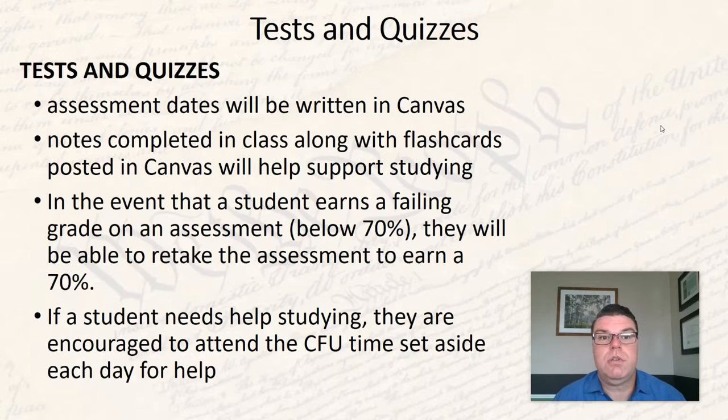Tests and quizzes. All test dates will be written in Canvas under dates, links, and interesting stuff. Tests are not surprises, and students will always be aware of their upcoming dates. Additionally, notes completed in class, provided review websites, and flashcards posted in Canvas should be used to help study for tests. In the event that a student earns a failing grade on a test, below 70%, they will be able to retake the assessment with the potential to earn a 70%.